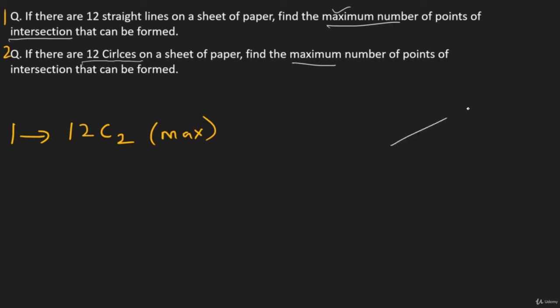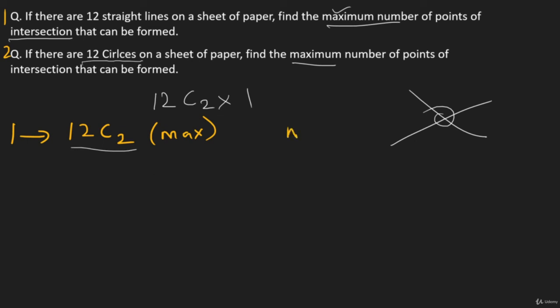Now, when you select 2 lines from the 12 lines, they will intersect in 1 point, right? 2 straight lines can only intersect in 1 point. There is no way that 2 straight lines intersect in 2 distinct points. That's not possible. So in every one of these cases, there will be 1 intersection point. So the maximum that can be obtained is 12c2 into 1, which is the same as 12c2.